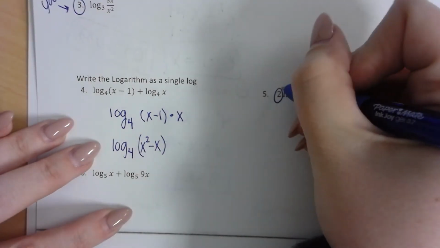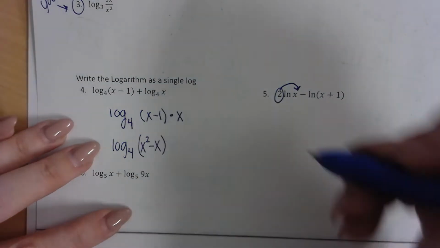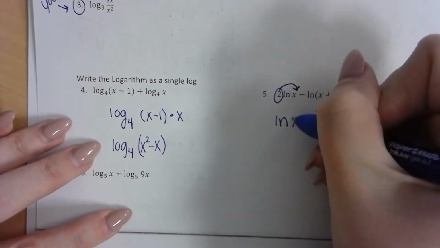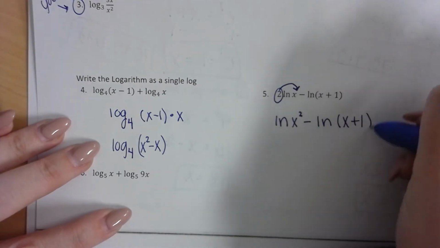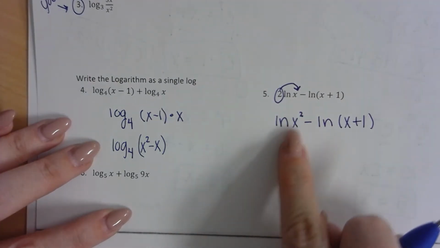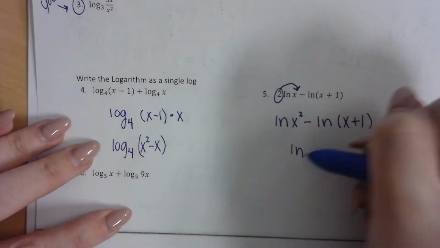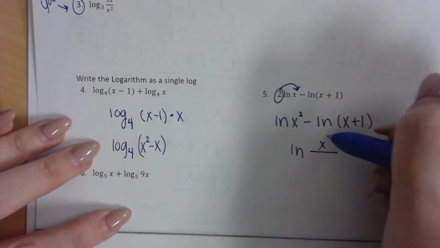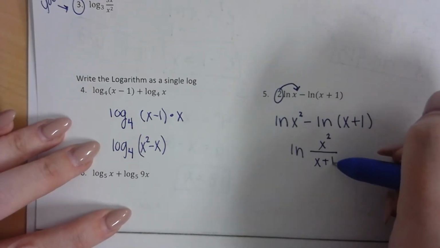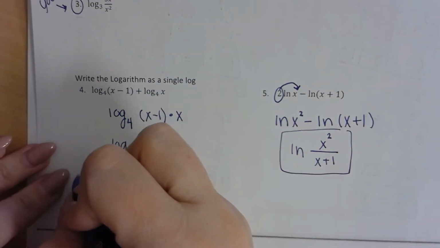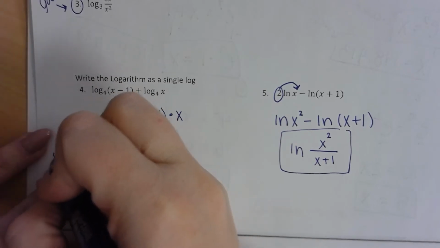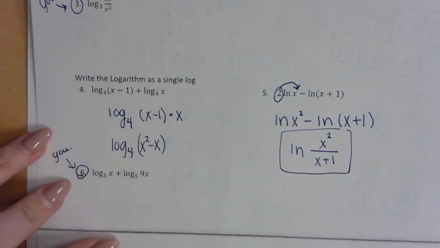This one, the first thing we have to do is move the 2 back up to be an exponent. So this would be ln of x squared minus ln of x plus 1. Now that the squared has moved up, because it's subtraction, we're going to rewrite it with addition. So x squared is on the top, x plus 1 is on the bottom, so that's our final answer. Okay, you guys try number 6. Check your answer on the answer key.